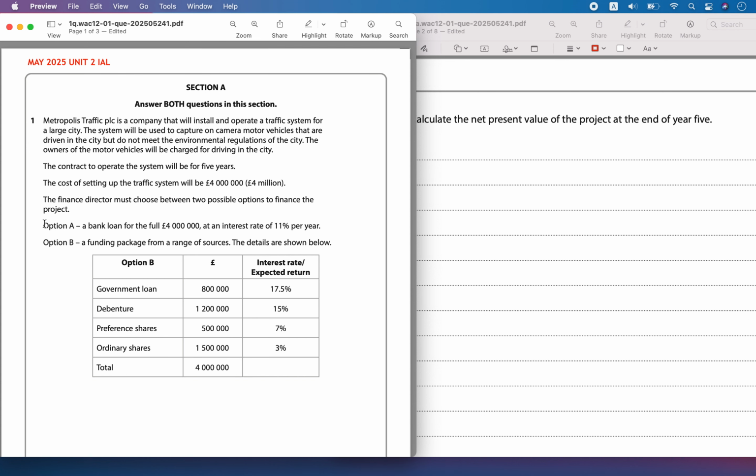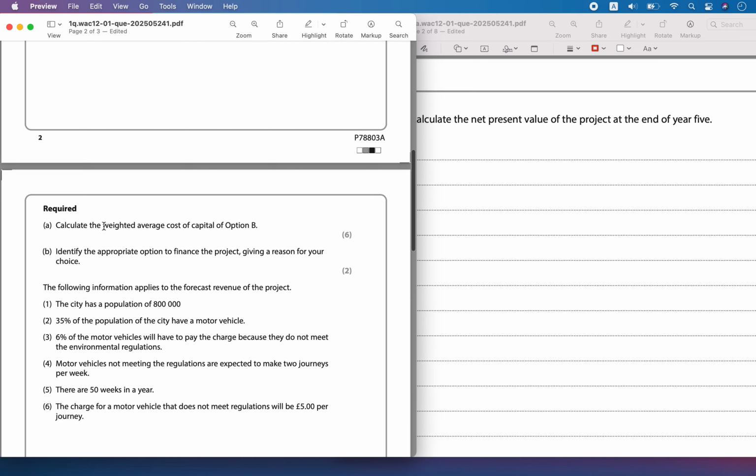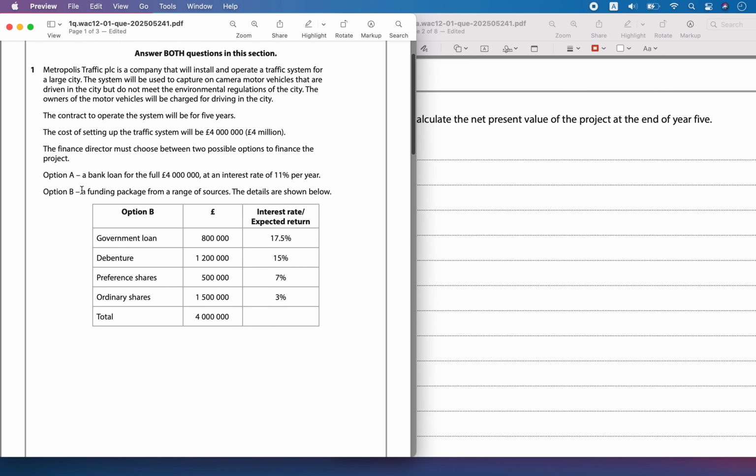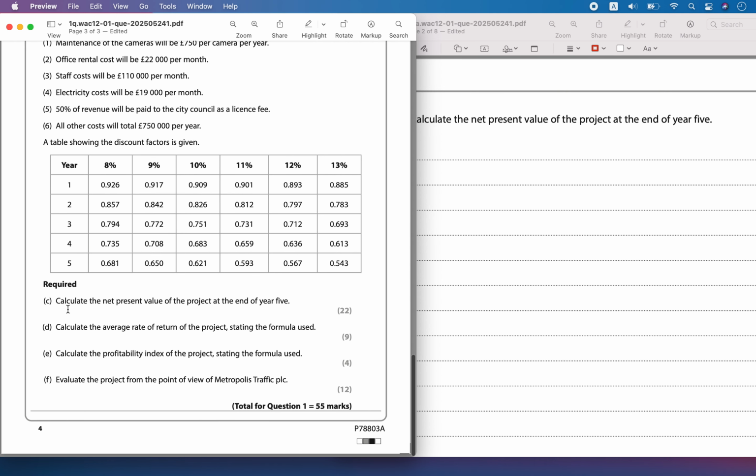PLC company. It is actually using two methods to finance a project. Option A is through the bank loan, option B is through the funding package. In the first part we had calculated the weighted average cost of capital for option B, and we had said this was the best option as compared to option A. Now in this part C, we are supposed to calculate the net present value of the project at the end of 5 years.